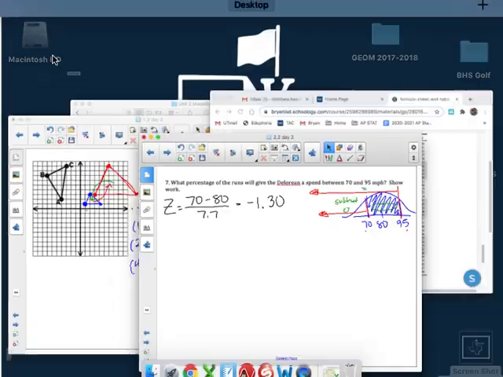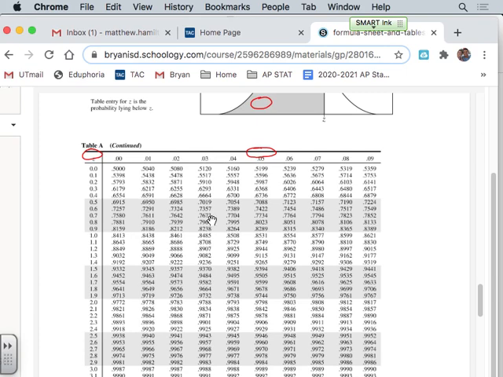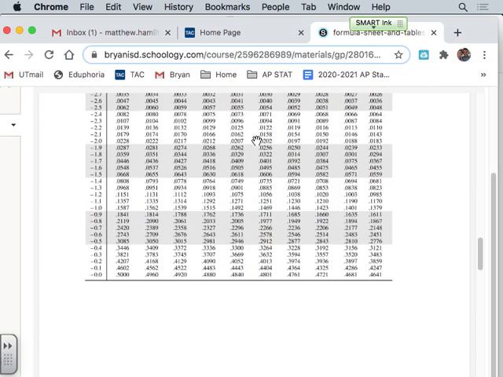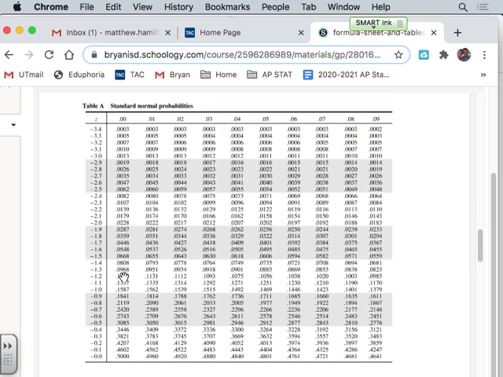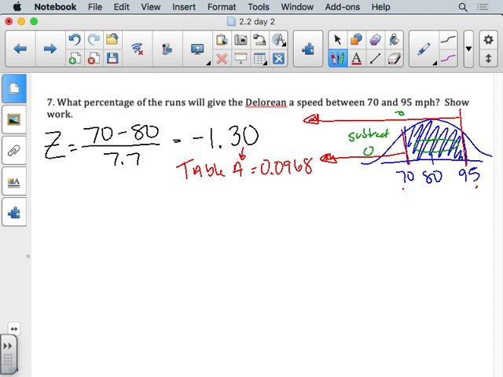Which maybe I'll just go ahead and get that. Come over here to the table and look at it. So negative 1.30. So I'm going to come up to the negative side. 1.30, 0.0968. So table A tells me that that value would be 0.0968. That would be this little part. So I got the z-score, I got the percent that's less than that value.